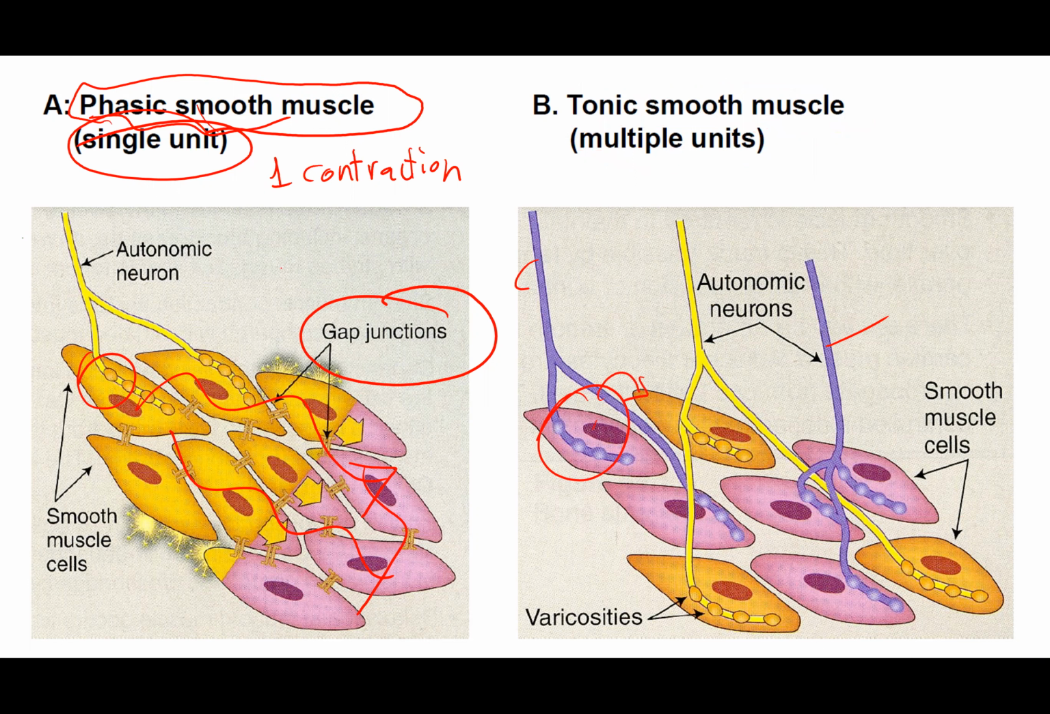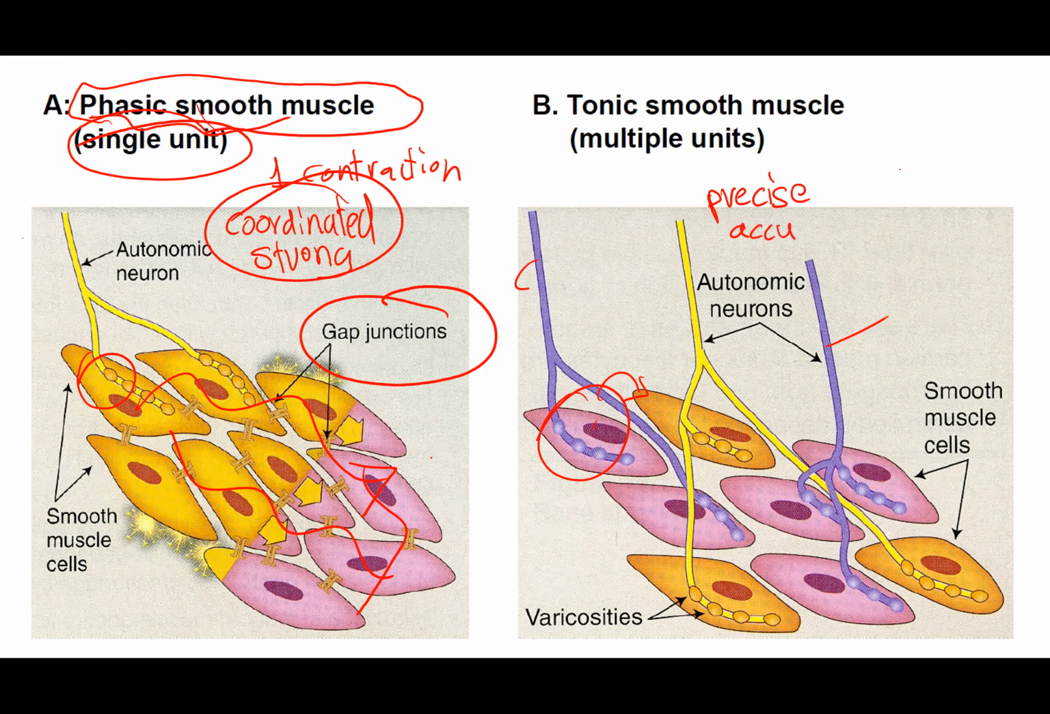Now, the reason we need this in the body is because some things need to be coordinated. Some contractions need to be coordinated, and they need to be very strong. They need to be strong, coordinated contractions. Here, some contractions don't need to be coordinated, but they need to be precise and accurate. And for this precision to happen, there's only a small amount of muscles that need to be activated at a specific time. Yeah, I will show you an example right now.